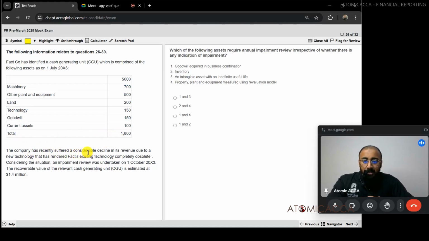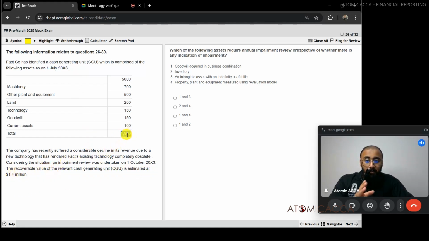The company has recently suffered a considerable decline in its revenue due to a new technology that has rendered Fact's existing technology completely obsolete. So the company's technology became completely obsolete, so this goes down to zero recoverable amount, because we have to deal with specific asset impairment first. Next, considering the situation, an impairment review was undertaken on 1st October 20X3. So probably 30th June X4 will be the year end, assuming like that. Recoverable value of the relevant CGU is estimated at 1.4 million.